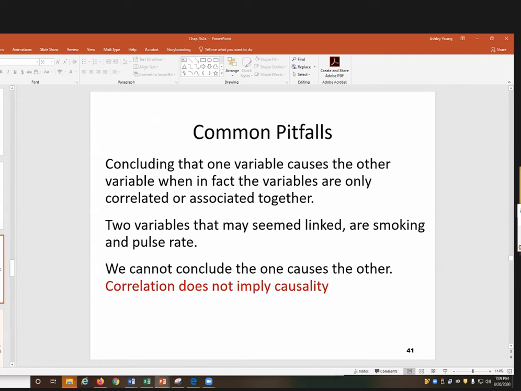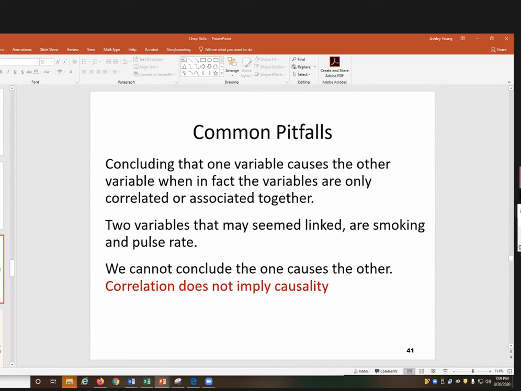Concluding that one variable causes the other variable when in fact the variables are only correlated or associated together. Two variables that may seem linked are smoking and pulse rate. You cannot conclude that one causes the other. Correlation does not imply causation. Yep. Thank you. So see how that's in red? It means it's really important.